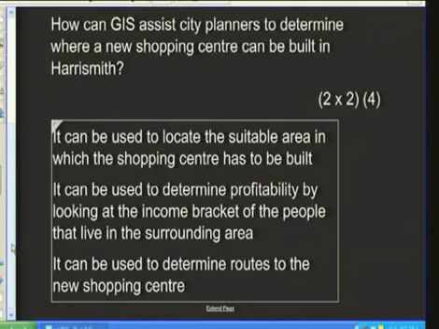So the GIS would be used to allow the people to locate the suitable area where it can be built. It can be used to determine profitability, whether they're going to make more money by putting it in this area on the right, or this area on the left, or at the bottom of a hill, whatever the case is. We would do that by looking at the income bracket of the people in the surrounding area. In addition, it would determine which transport routes are going to be used by the people to access that shopping centre.